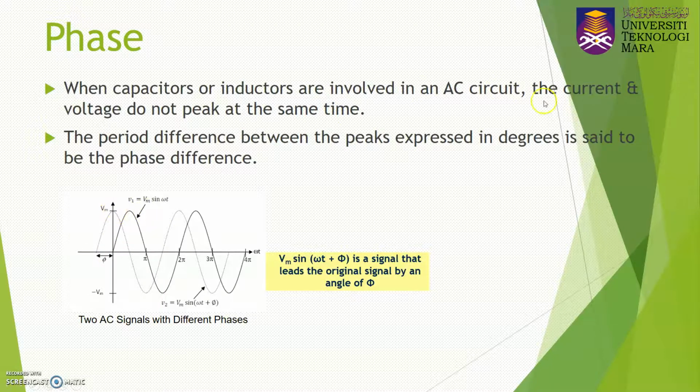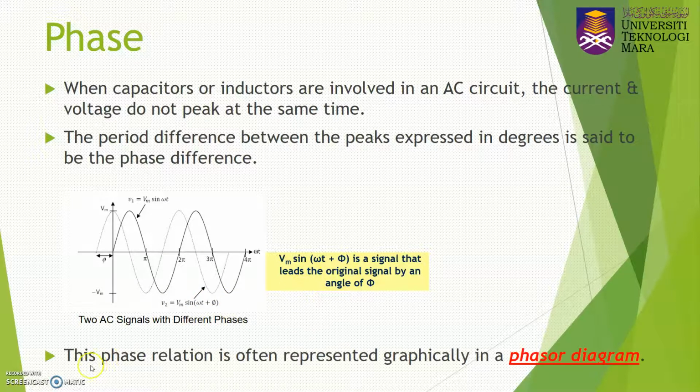The difference is given by the symbol phi, and we call it the phase difference. When you have Vm sin omega t plus phi, it is a signal that leads the original signal by an angle of phi. If you have a plus phi, the signal is leading, because it started earlier here. But if the sign is negative, the signal is lagging.